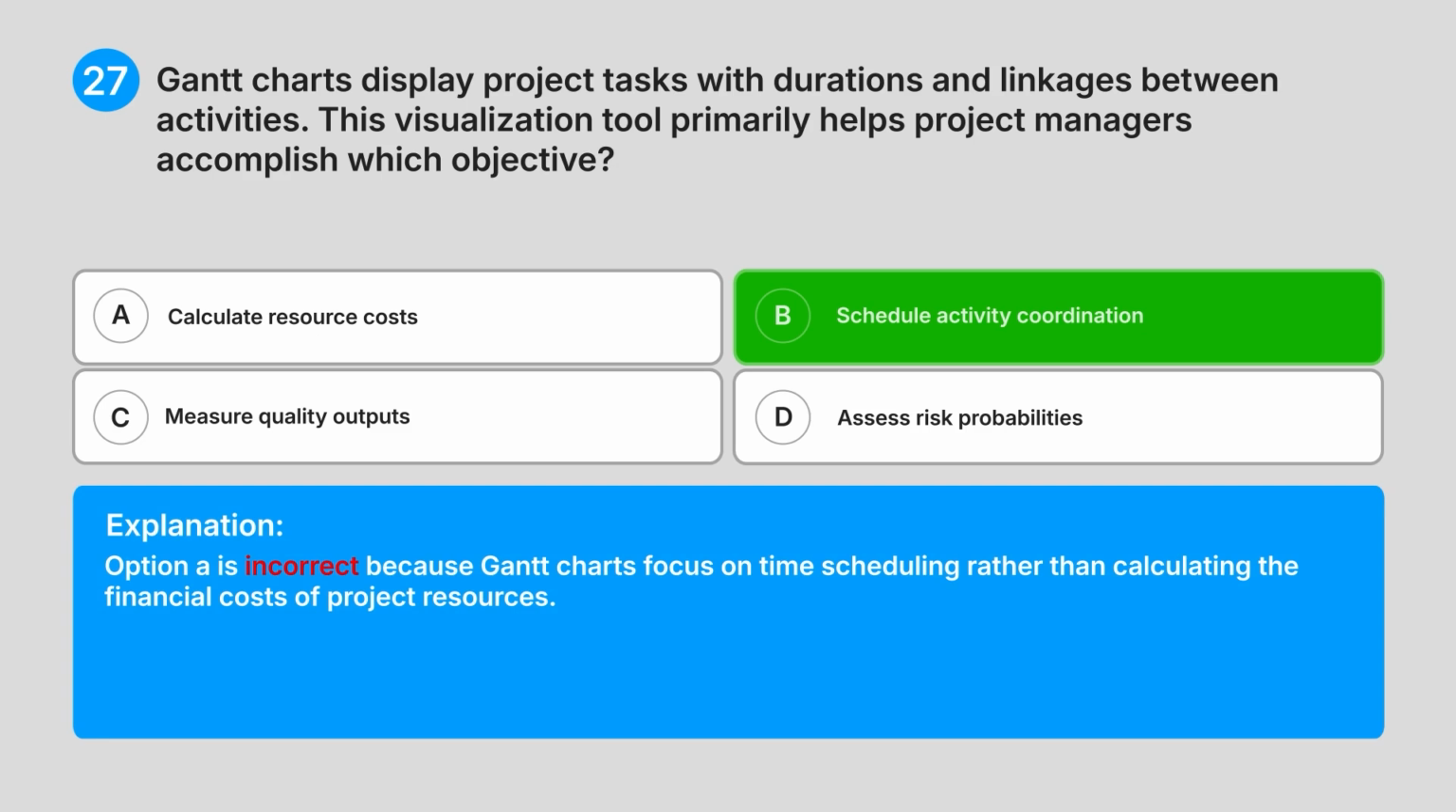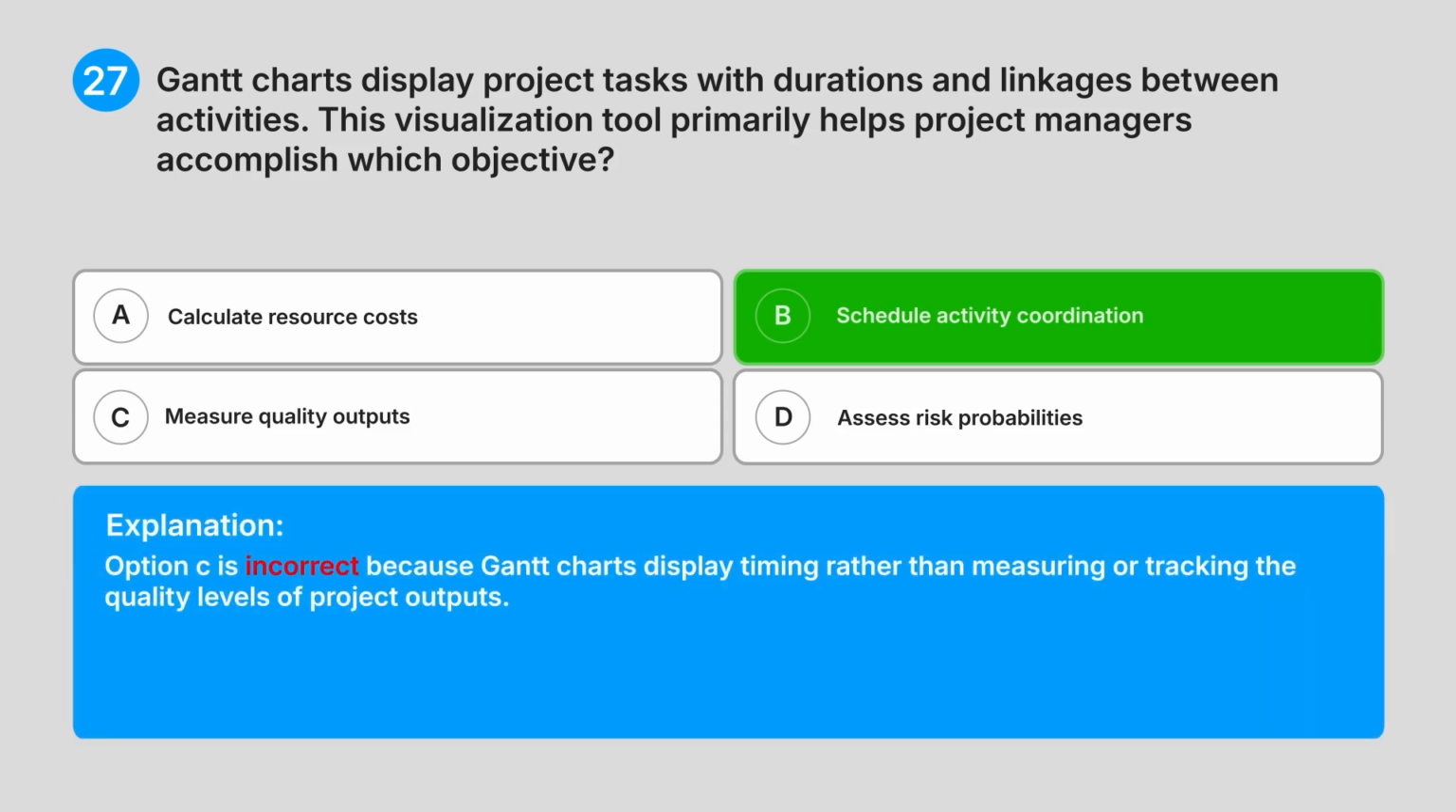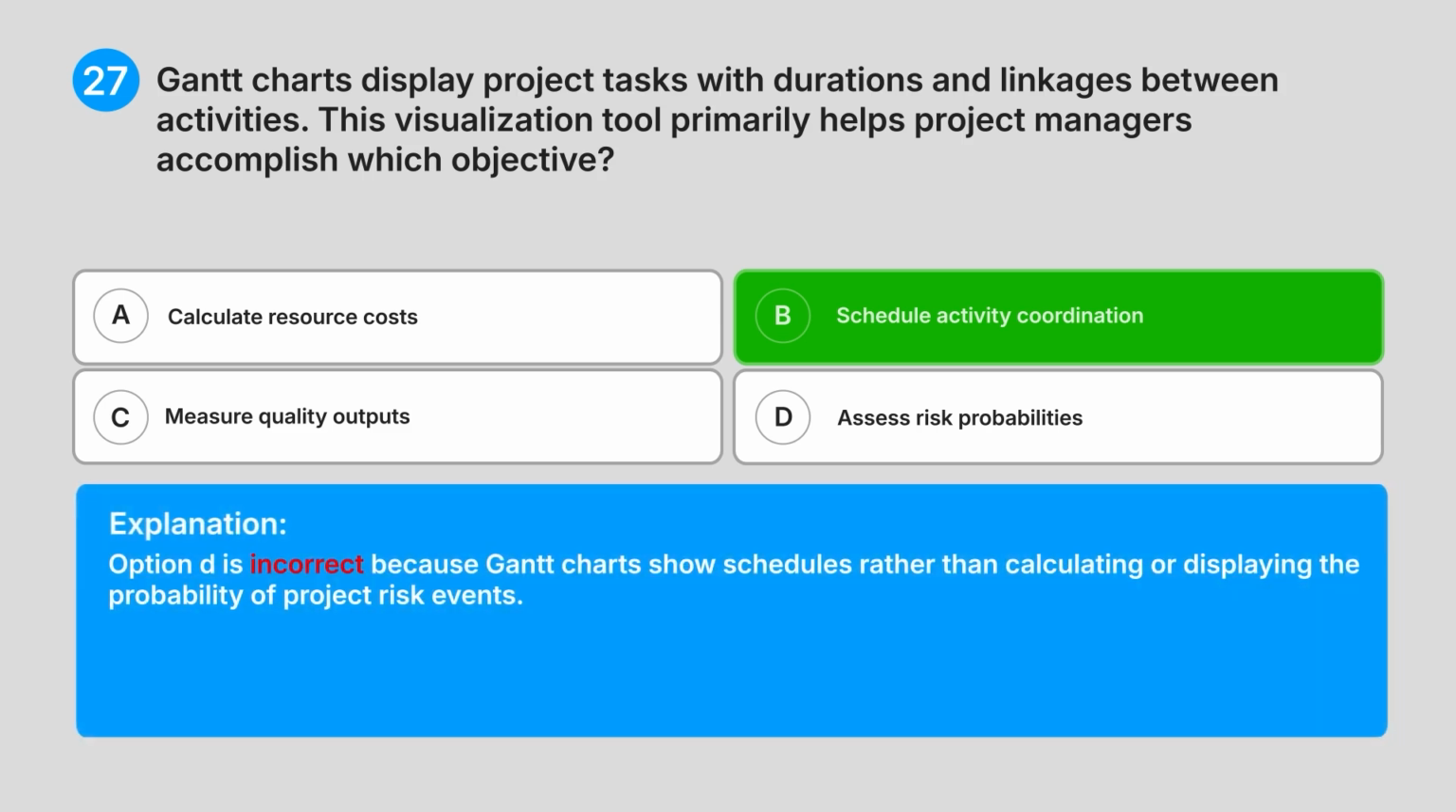Option A is incorrect because Gantt charts focus on time scheduling rather than calculating the financial costs of project resources. Option C is incorrect because Gantt charts display timing rather than measuring or tracking the quality levels of project outputs. Option D is incorrect because Gantt charts show schedules rather than calculating or displaying the probability of project risk events.